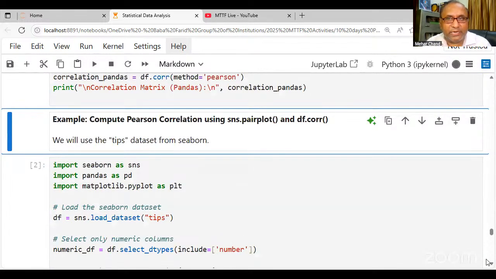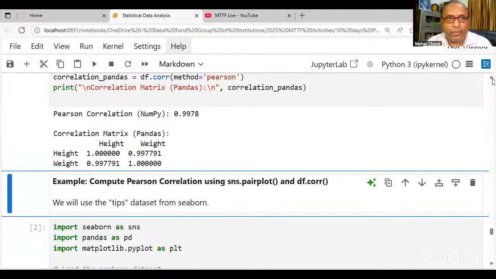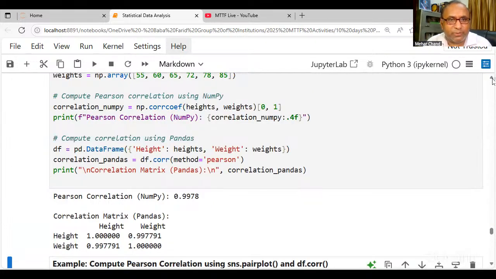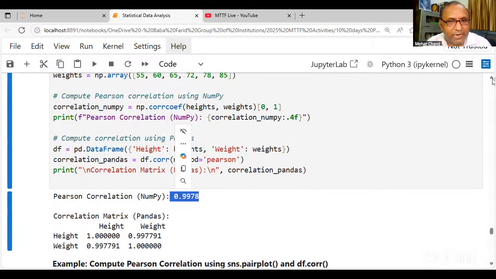By using shift and enter, you can see the Pearson coefficient, the value is 0.9978. This value is very close to 1, but not equal to 1. This value represents positive correlation, highly positive. We can say perfect only when the value is equal to 1, but this is a little bit less than 1.